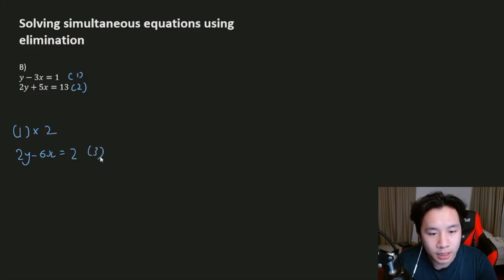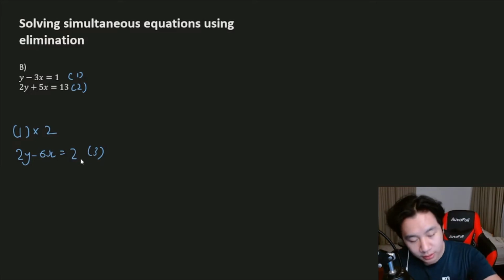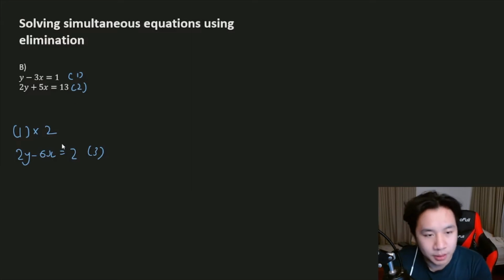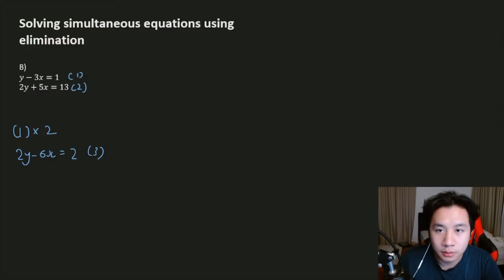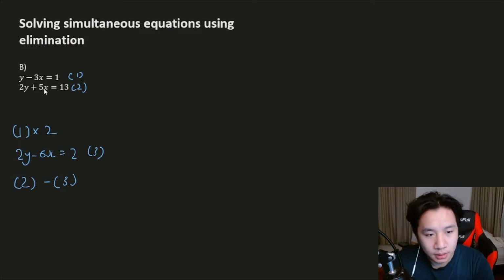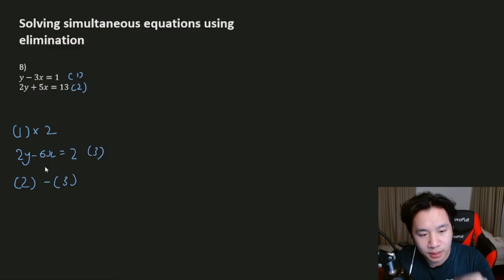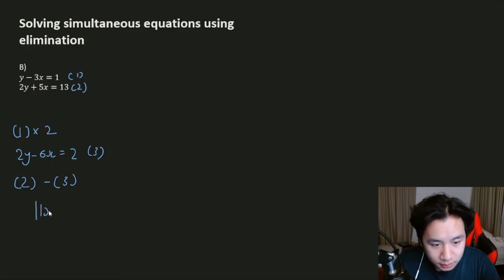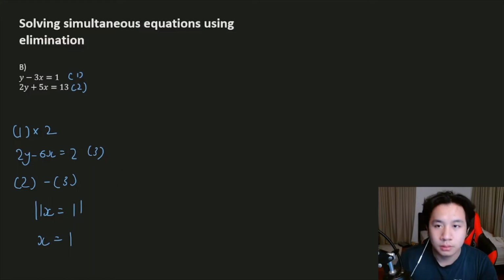And what I can do is use this equation and cancel out with this second equation, because they both have 2y, which I can cancel out. So I'm going to say 2 minus 3. So we have 2y minus this 2y. That cancels out, that's eliminated. Plus 5x minus 6x, so that gives you minus x. And then this 13 minus 2, which is just 11. So x is equal to 1.